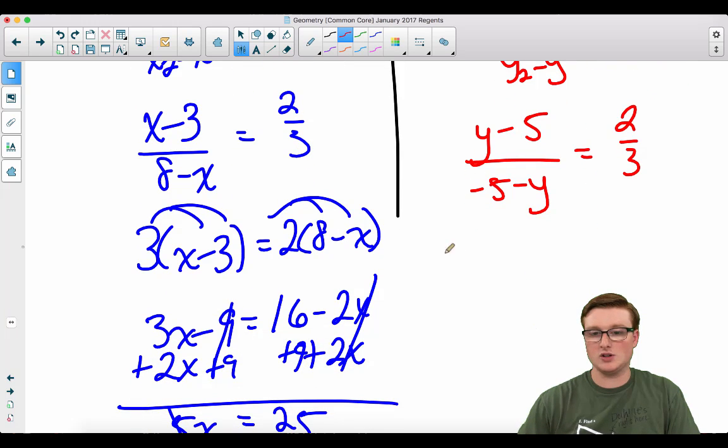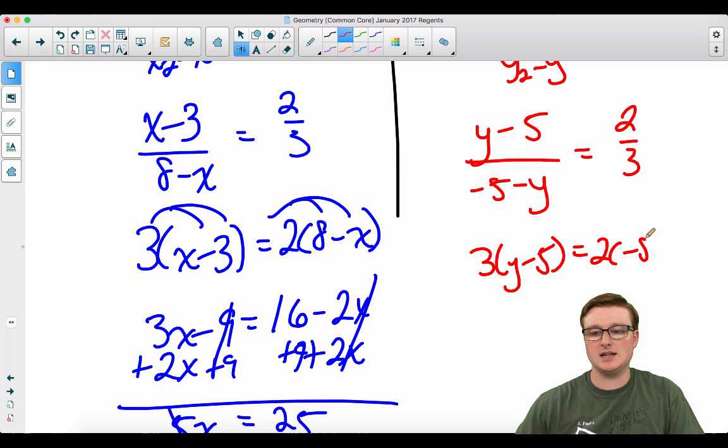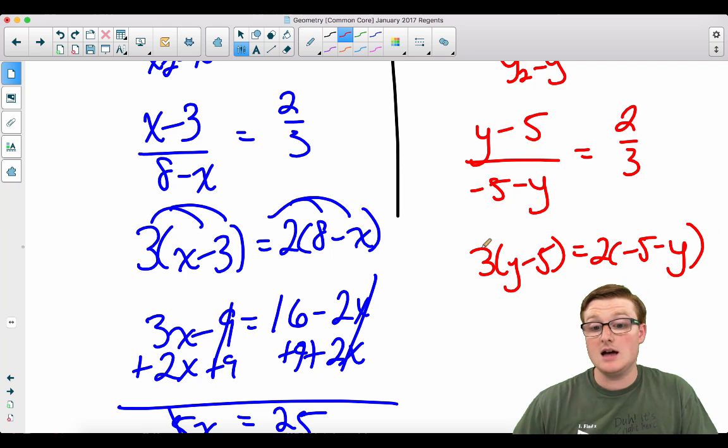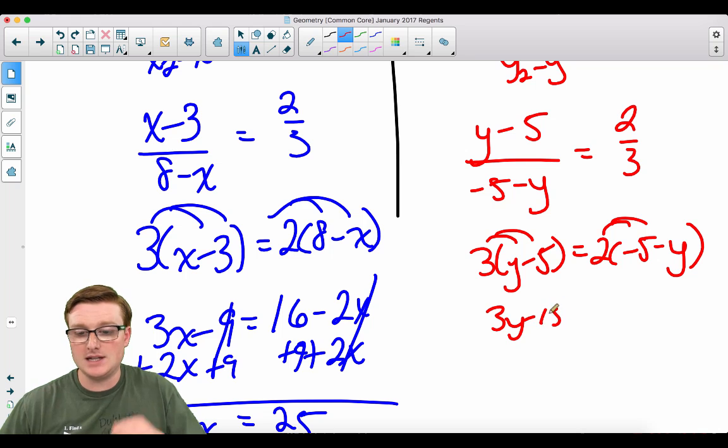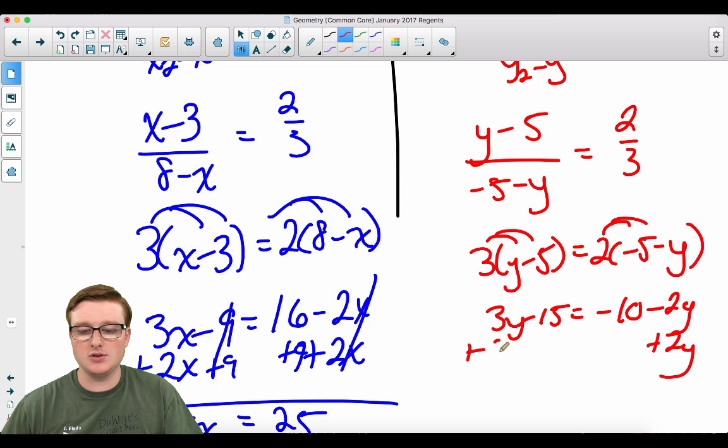Now I'm going to cross multiply these. So we get 3 times y minus 5 is equal to 2 times -5 minus y. I'm going to distribute the 3 and the 2. We get 3y minus 15 is equal to -10 minus 2y. I'm going to add that 2y to both sides, and I'm going to add that 15 to both sides.